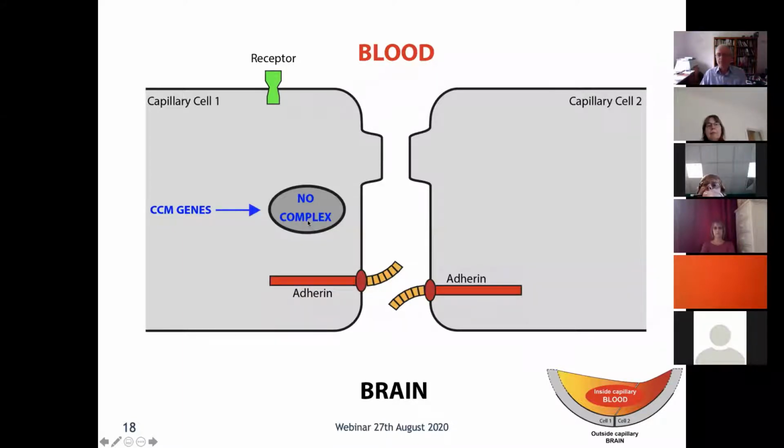The upshot can be you have a cavernoma. You have to have this to have a cavernoma. You don't necessarily have a cavernoma if you don't have the complex, I think, and we'll talk about that in the next talk. That's a subtlety too far for this talk.